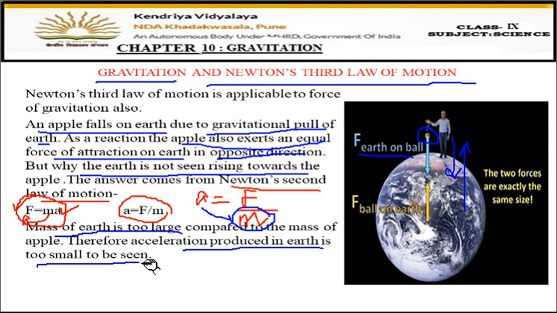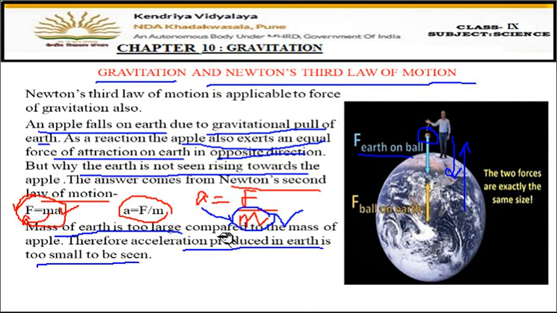Earth moves a little bit, but because the mass of the earth is very large, the acceleration produced cannot be seen, or the acceleration will be produced very, very less, right? Because mass and acceleration have an inverse relation. If mass is more, acceleration will be less. And this is the reason why the apple seems to be moving towards the earth, but the earth does not seem to be moving towards the apple.